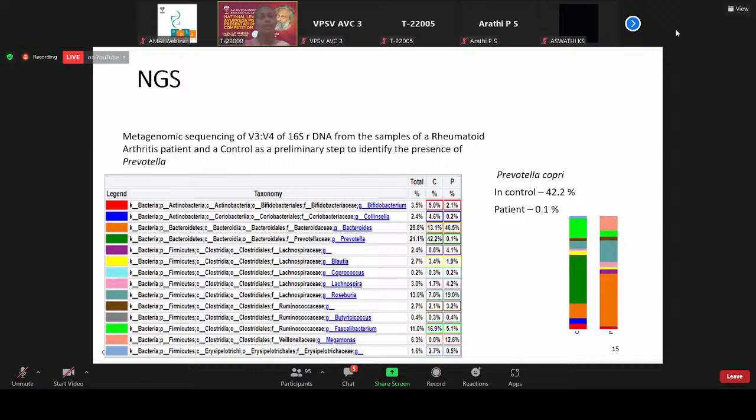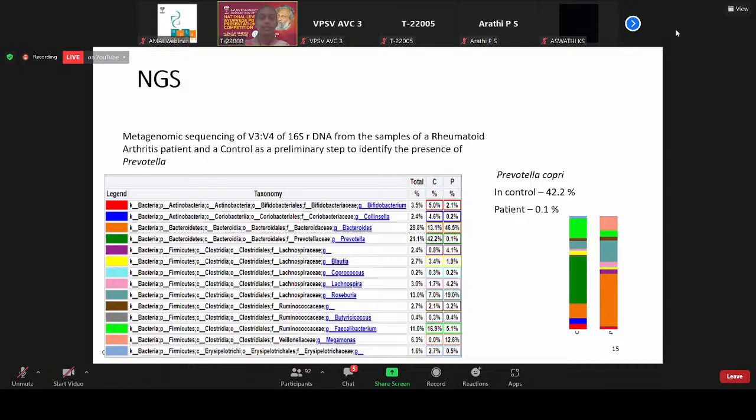Interestingly, to our surprise, we found that in the control, the Prevotella copri was 42.2%, whereas in the patient, it was only 0.1%. So this led to the confusion of whether the reference data was applicable to the Indian population or not, who follow a non-Westernized lifestyle and who take a fiber-rich diet.